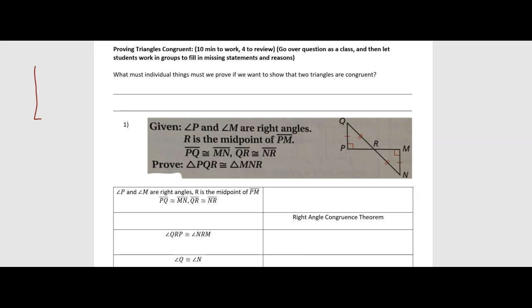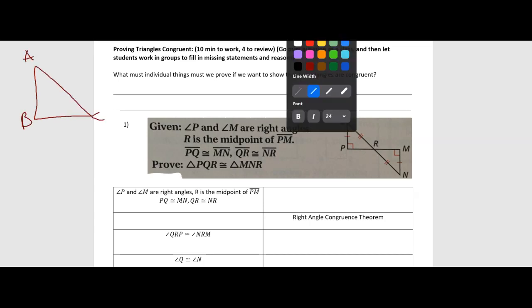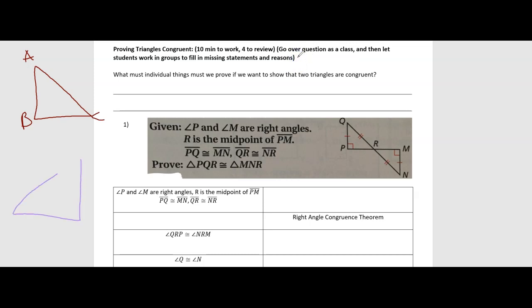so if I have triangle ABC and triangle DEF, and I want to show that triangle ABC is congruent to triangle DEF, well, before I can say that they're congruent, I'm going to have to say that they have three sets of congruent angles. I'm just going to do these randomly. And they need to have three sets of congruent sides.